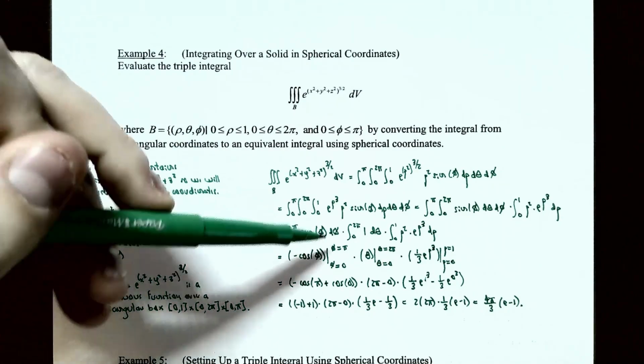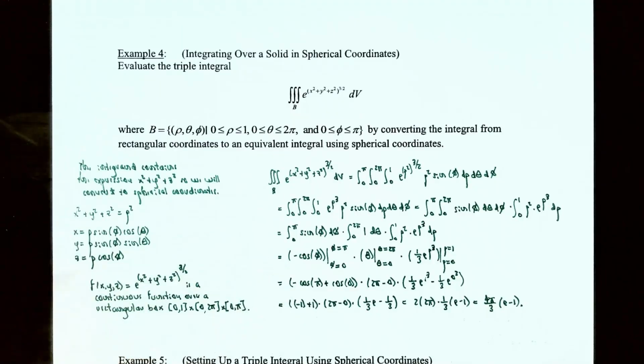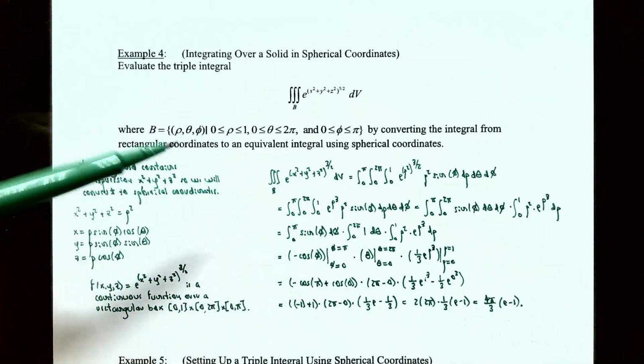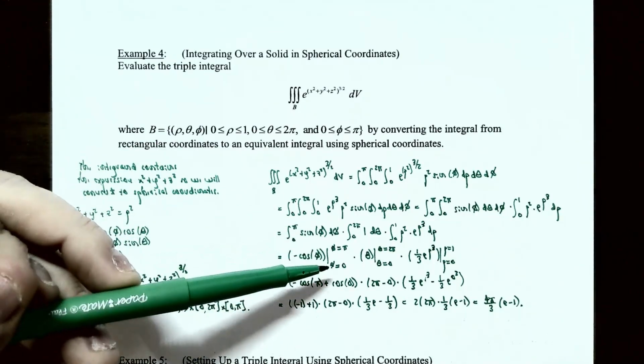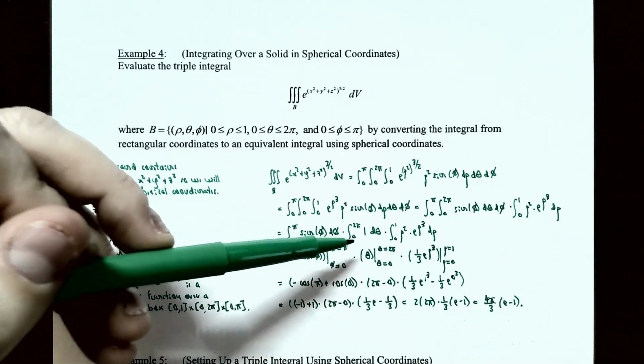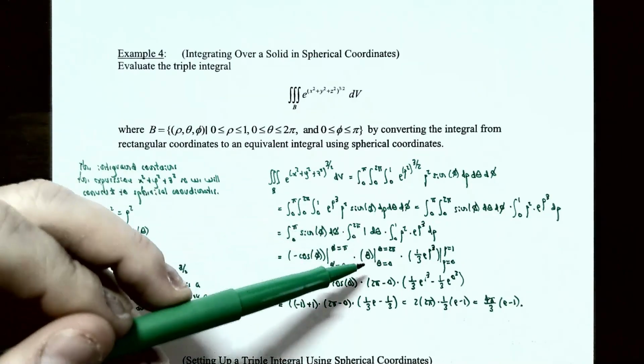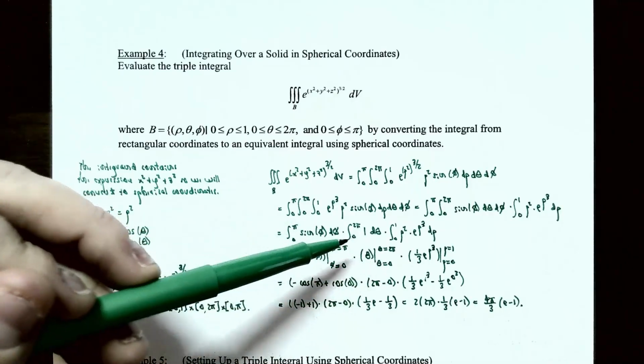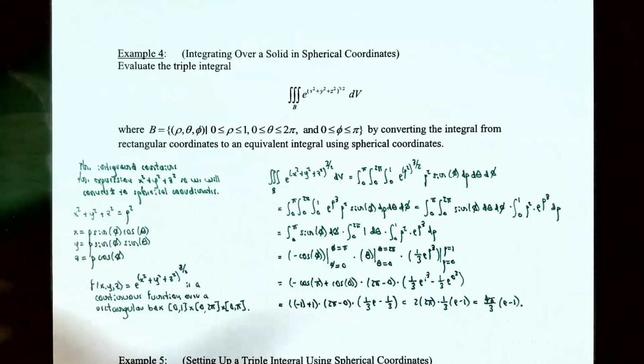So the antiderivative of sine of phi is negative cosine phi. We evaluate this antiderivative for phi between 0 for the lower limit and phi equals pi for the upper limit of integration. The antiderivative of 1 with respect to theta is just theta, evaluated at the lower limit, theta equals 0, and the upper limit, theta equals 2 pi.